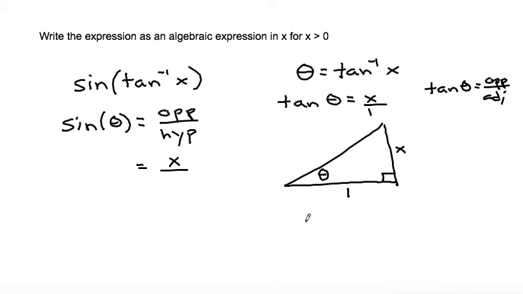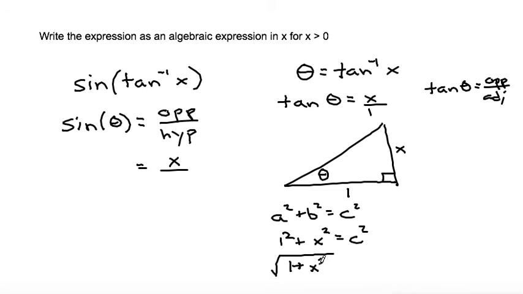In order to find the hypotenuse, since we have two sides of a right triangle, we can use the Pythagorean theorem, which is a squared plus b squared equals c squared, where c is the hypotenuse. So let's plug in 1 squared plus x squared is equal to c squared. So 1 squared is just 1, and to solve for c, let's take the square root. So we get the square root of 1 plus x squared. So that is this side.